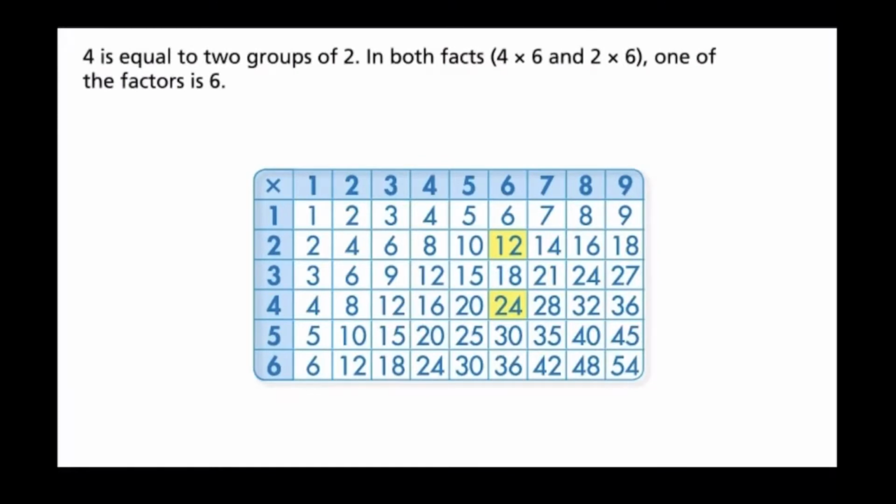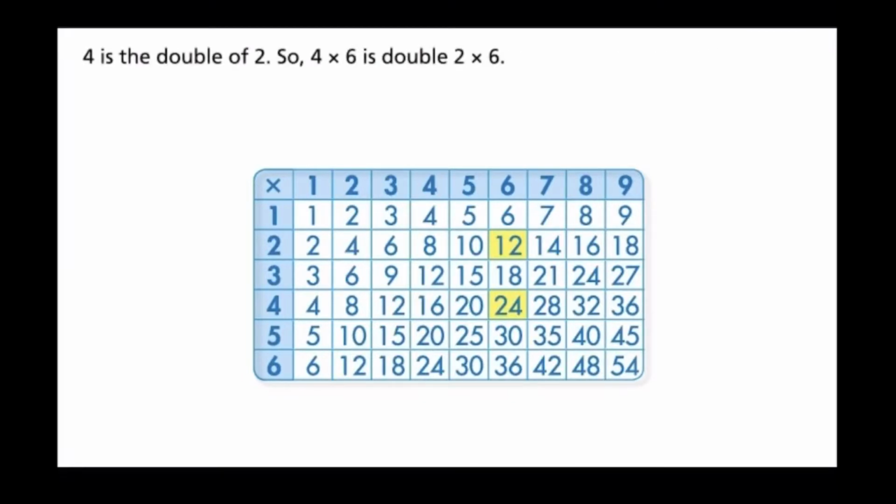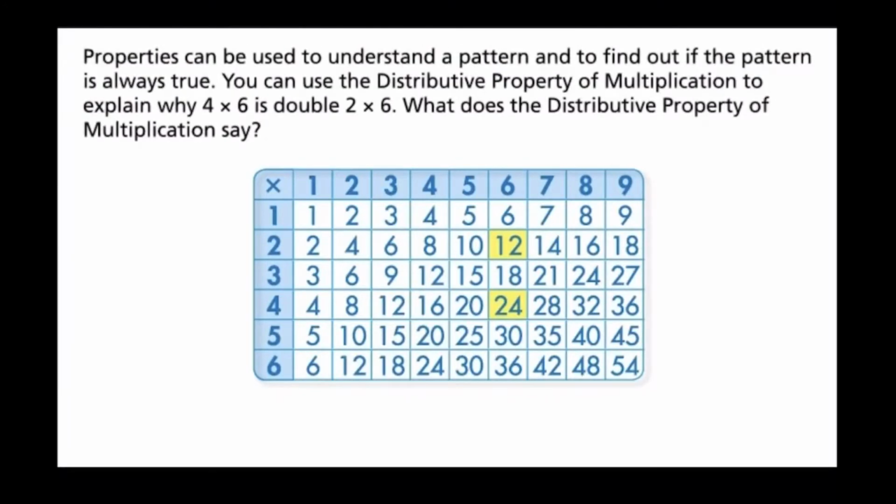4 is equal to 2 groups of 2. In both facts, 4 times 6 and 2 times 6, one of the factors is 6. 4 is the double of 2. So 4 times 6 is double 2 times 6. Properties can be used to understand a pattern and to find out if the pattern is always true. You can use the distributive property of multiplication to explain why 4 times 6 is double 2 times 6.